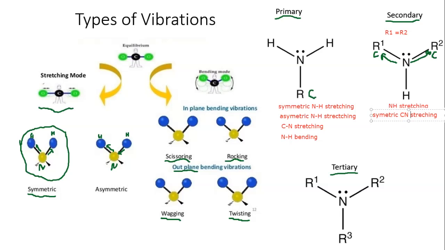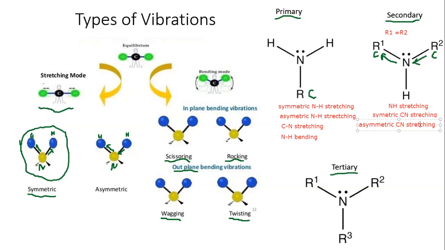Or we can have asymmetric CN stretching. So one coming in, the other one going out. So notice how the different types of stretching are occurring depending on what type of amine. All right. And then we can have some NH bending.